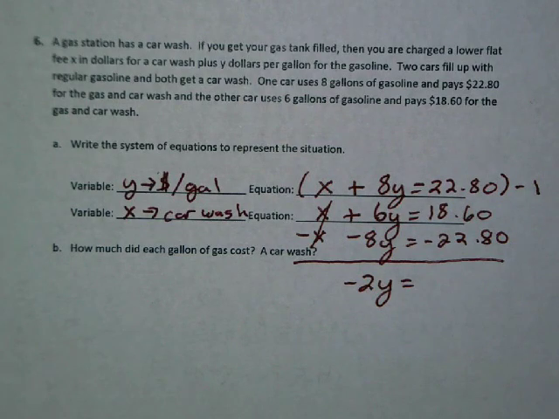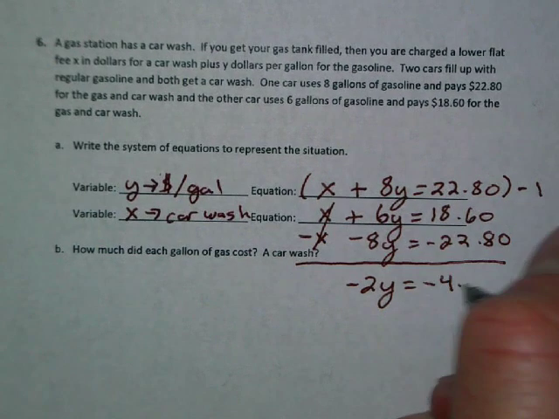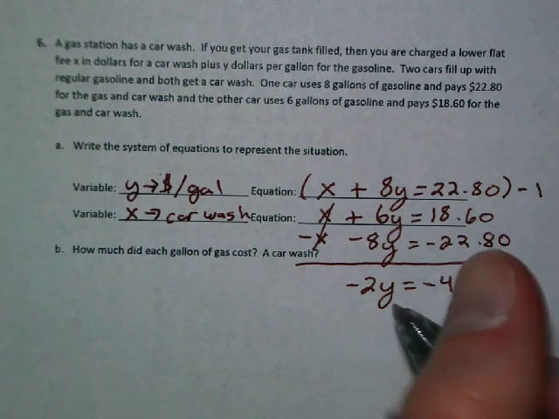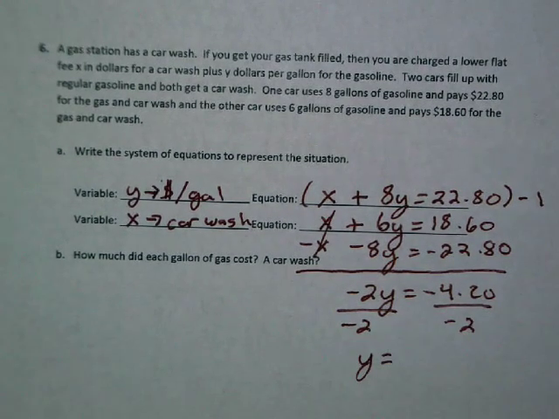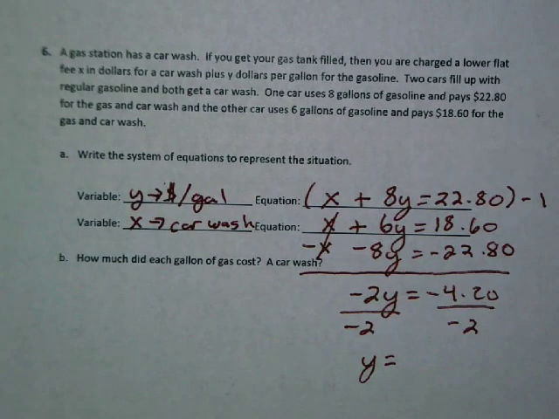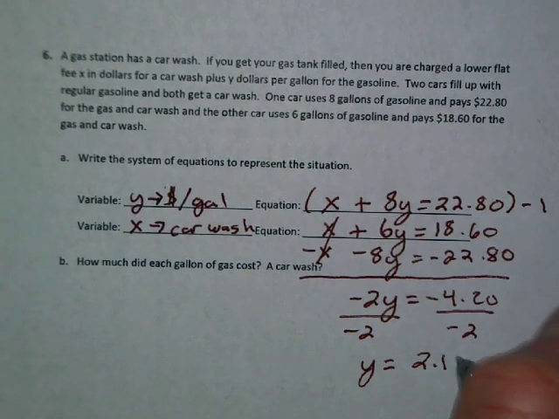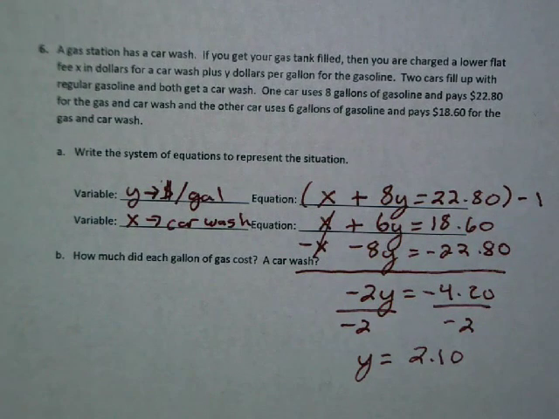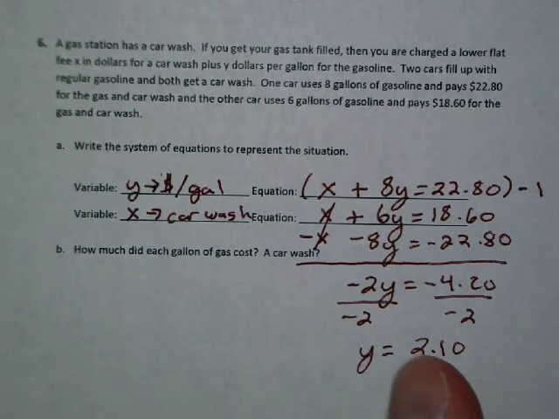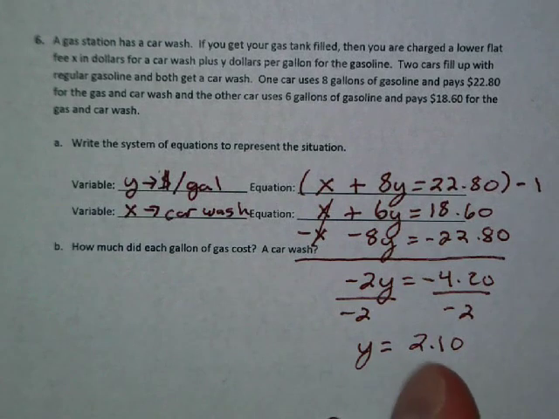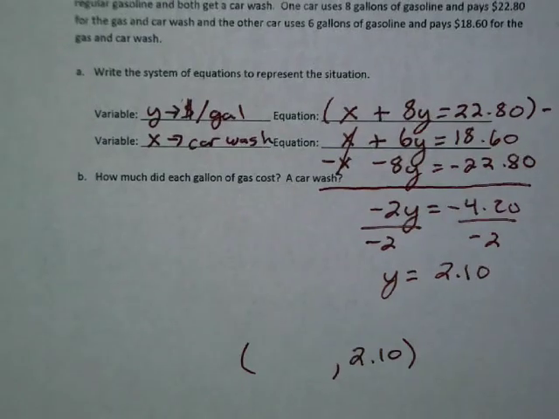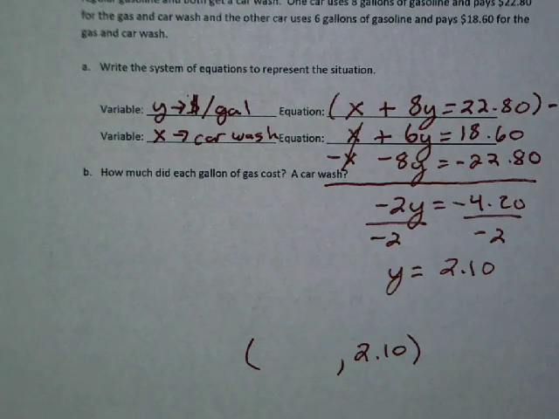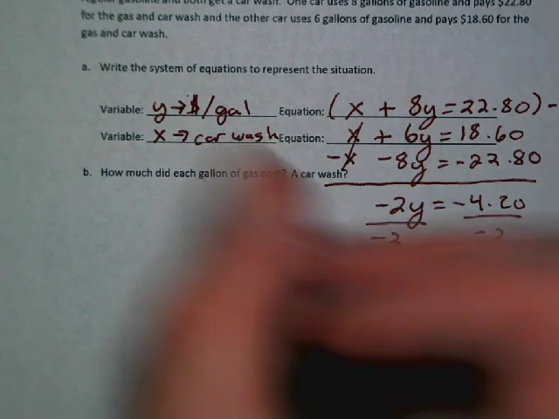18.60 plus negative 22.80 gives us negative $4.20. And then divide by negative 2, and you get $2.10 is the cost per gallon of gasoline. So we know our Y. We can plug it back in now and find X.